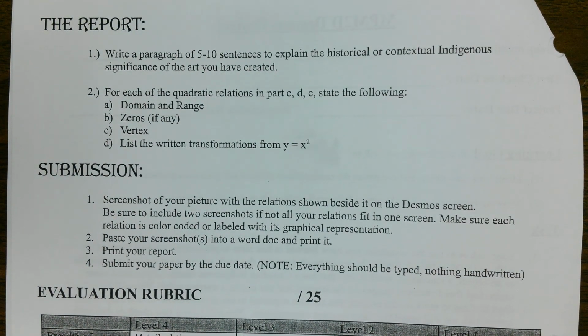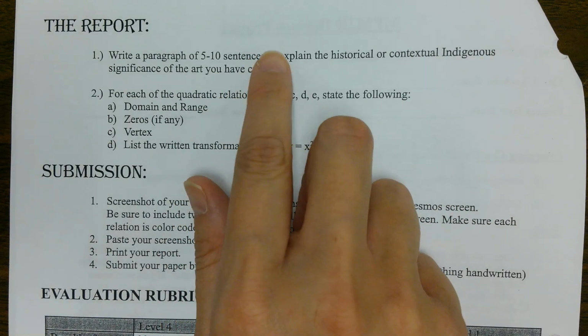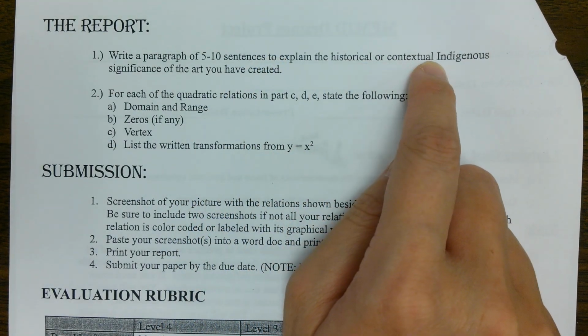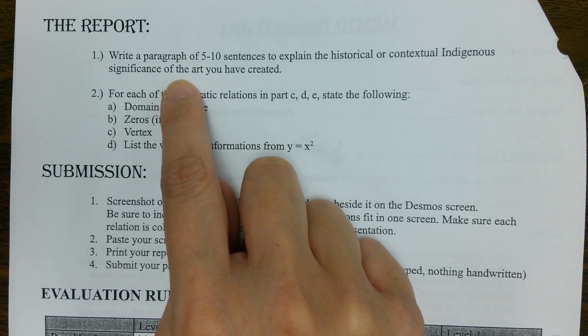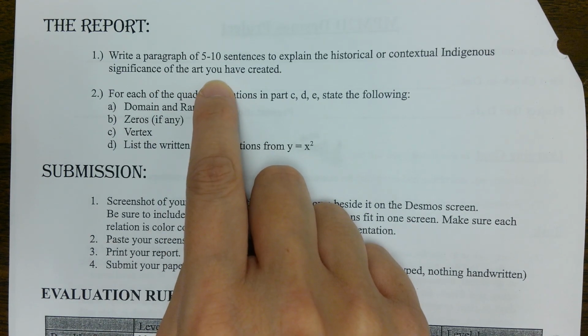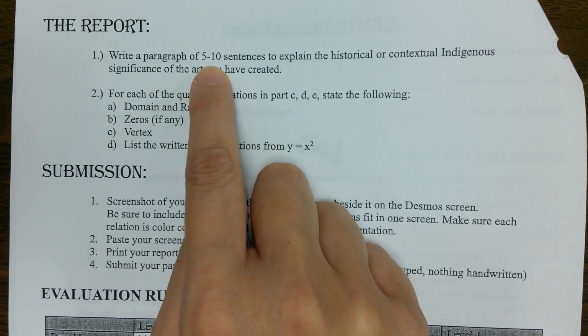You need to write a paragraph of 5 to 10 sentences and explain the historical or contextual indigenous significance of the art that you have created. Okay, I do not want to mark an essay, so I just want 5 to 10 sentences.